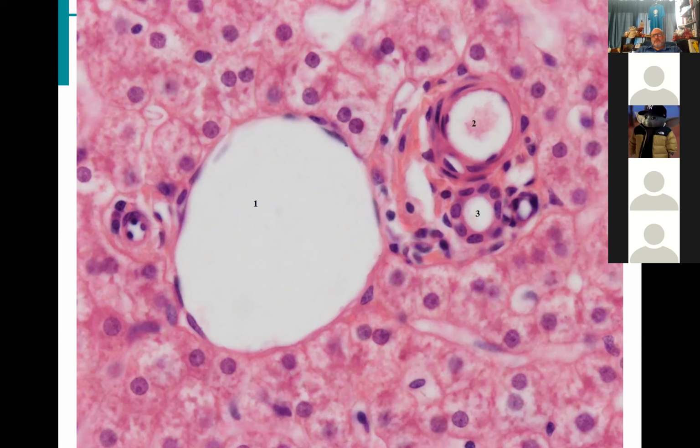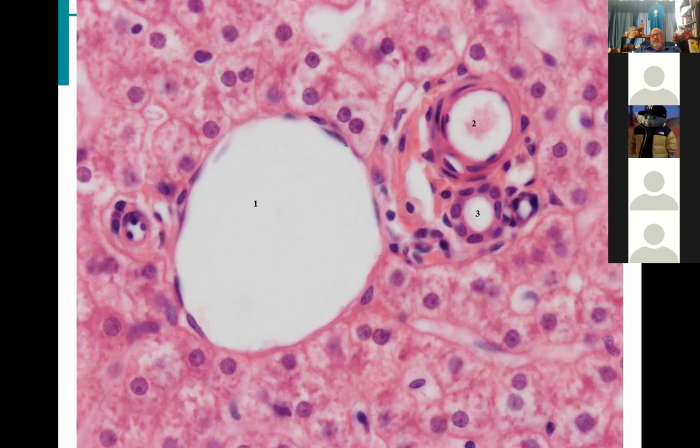Spectacular. And that feeds it into the sinusoid capillary so that the hepatocytes can process it, make it nutrient appropriate. All right, which brings us to vessel 2. What is vessel 2 of our triad here? The hepatic artery. Yeah, it's a branch of the hepatic artery.